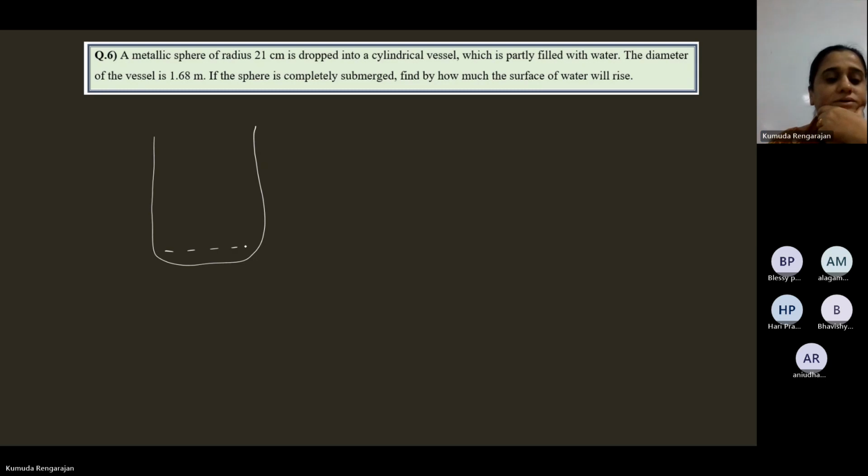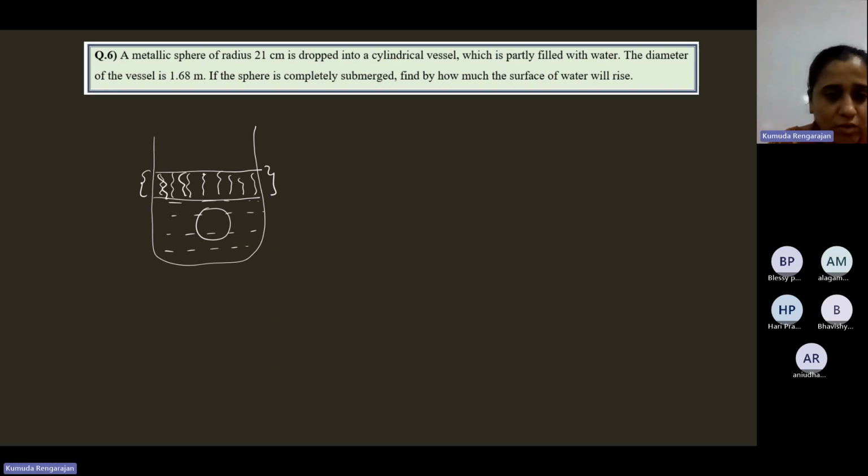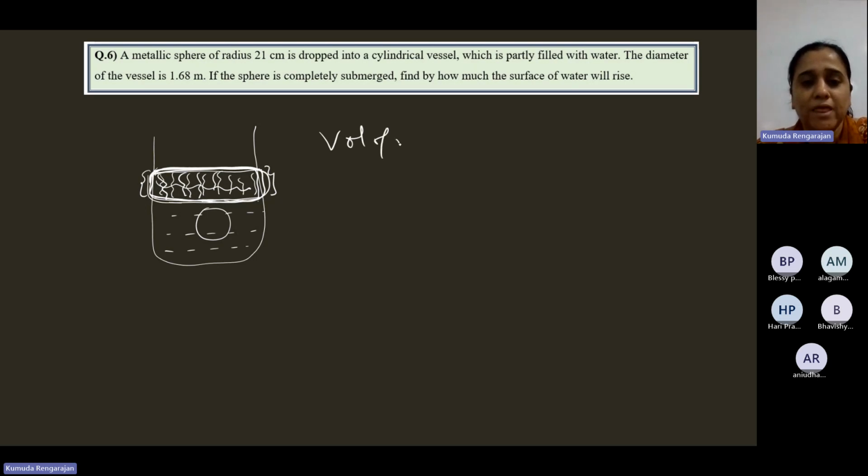So, a cylindrical vessel, partly filled with water, an object is dropped. So the level of the water rises up. This is the initial level. Now after dropping the object, this is the final level of the water. So this is the volume of the water in that increased portion. Remember that the shape of the water in this portion is also cylindrical. So the volume of the water here is equal to the volume of the object.